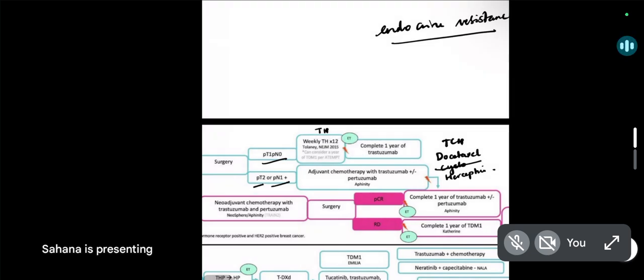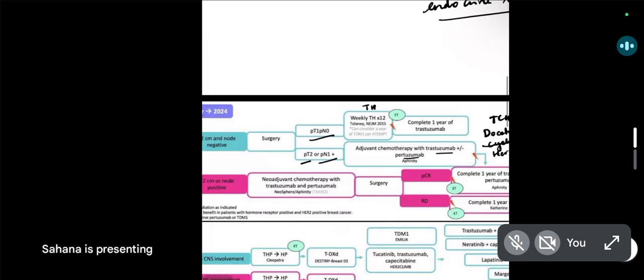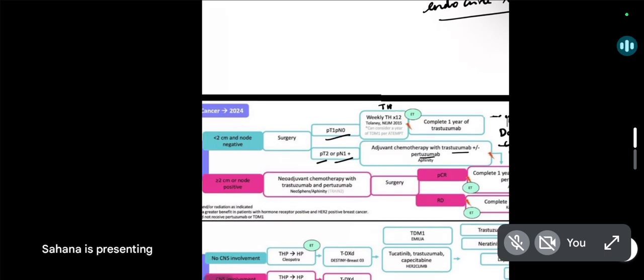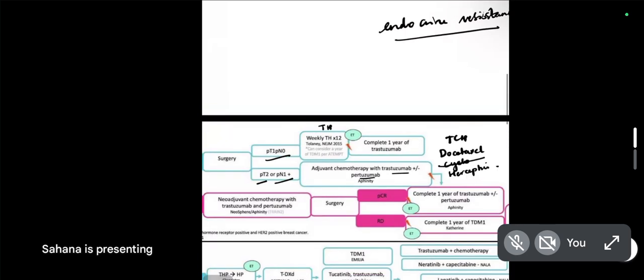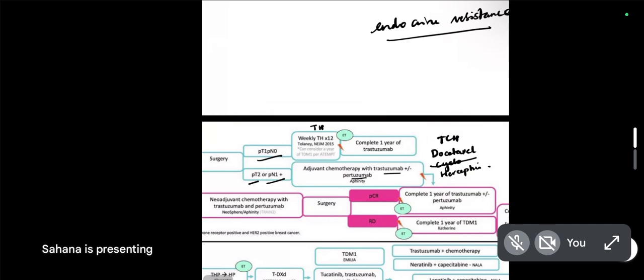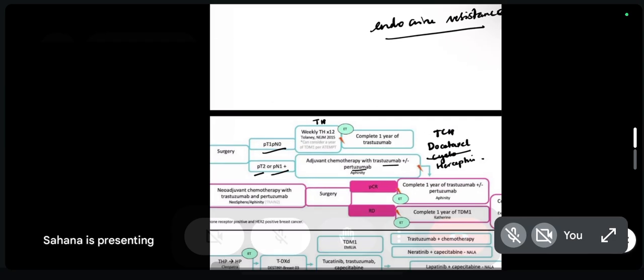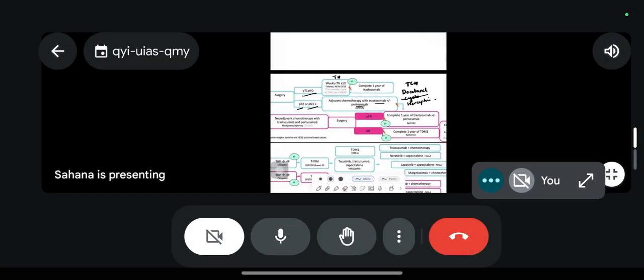For T2N plus dual blockade you will use adjuvant chemo with plus or minus pertuzumab. Especially pertuzumab, if you use a neoadjuvant, then you will give an adjuvant setting in more than 2 centimeters. TCH is C for carboplatin. Cyclophosphamide नहीं है. You do not use cyclophosphamide and Herceptin together.